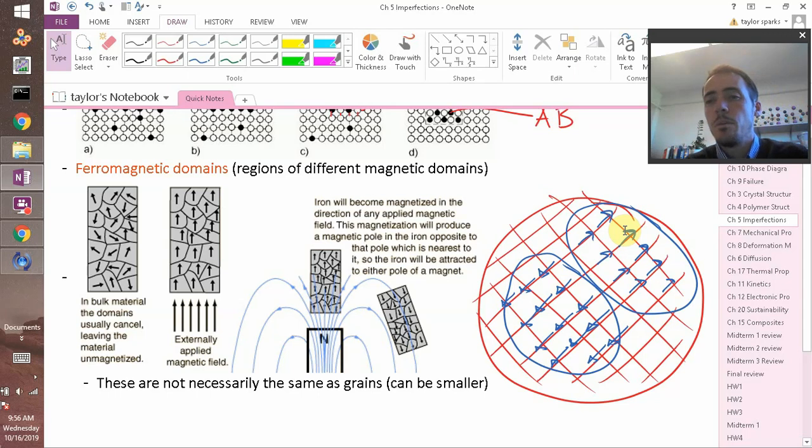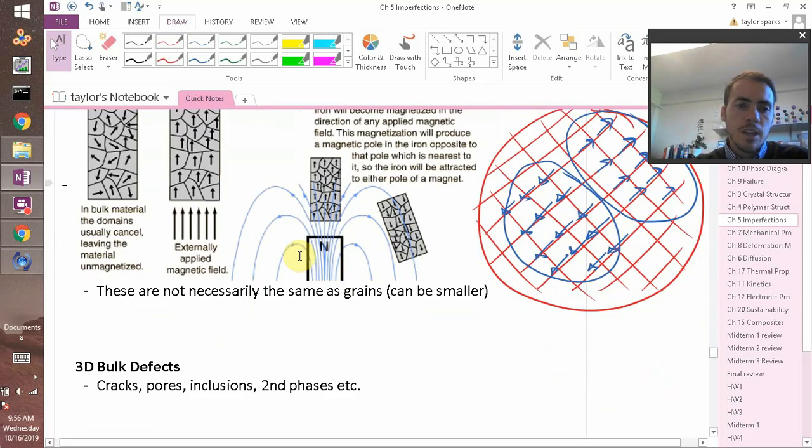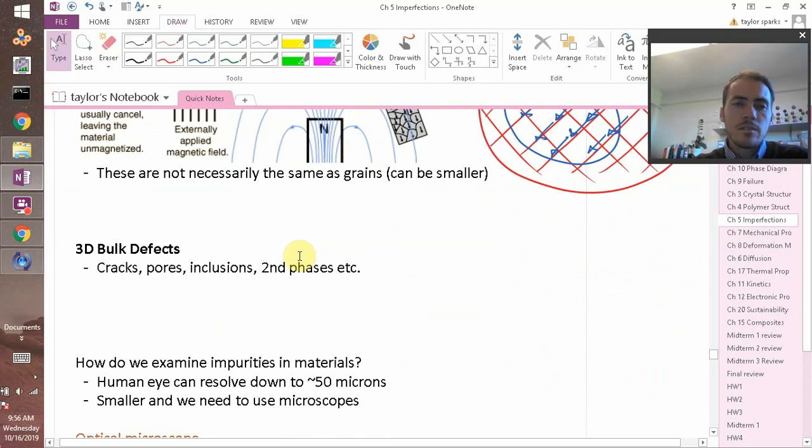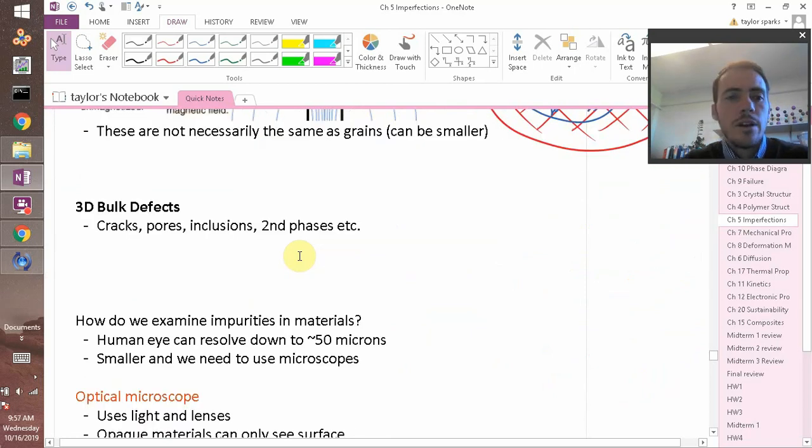Those would be two different domains of ferroelectric dipoles, right? Okay. And then lastly, you can have three-dimensional defects, right? These can be things like cracks, a pore in your material where these different grains started to grow. When they grew together, there was a leftover spot, like a little air pocket. You can have inclusions, maybe a secondary phase, dust particles that were in it. All of these can be different three-dimensional defects, okay?